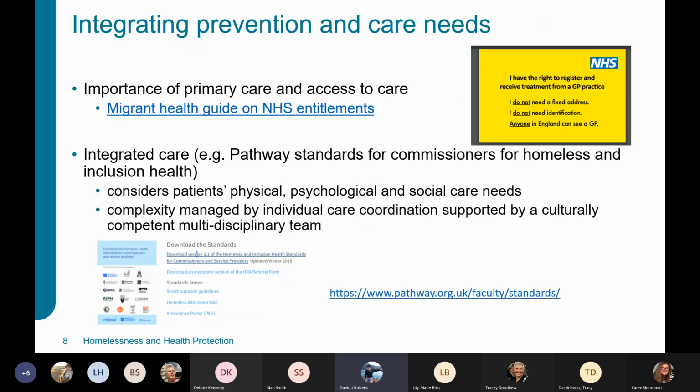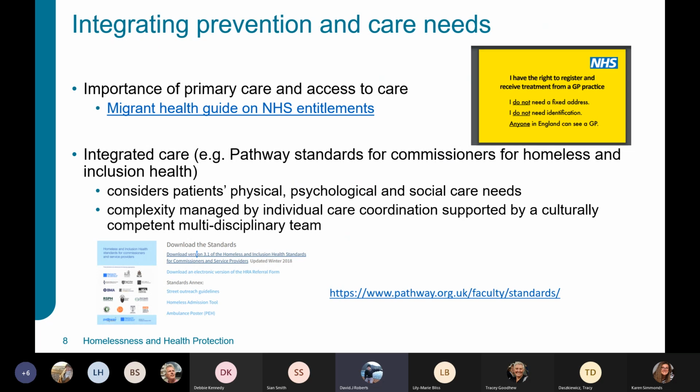So we have to remember the importance, particularly of primary care, registration with primary care, important prevention services, immunisations, for example, access via primary care, and also think about access to care. And I've put the example of this yellow card that you can download from the Migrant Health Guide. You can give it to service users, but critically also to staff, just to remind people about people's rights to access to care.